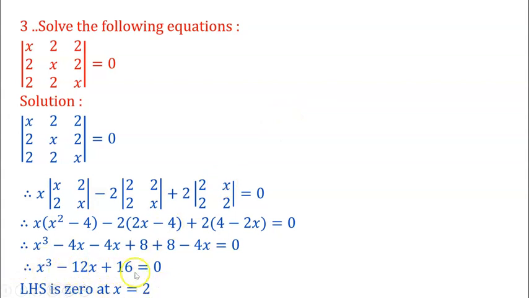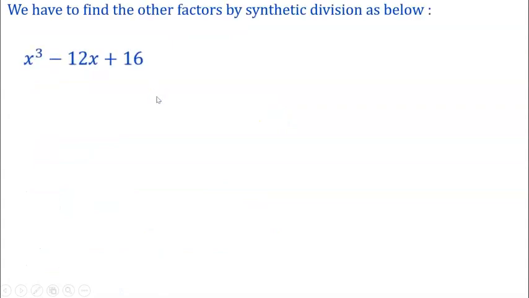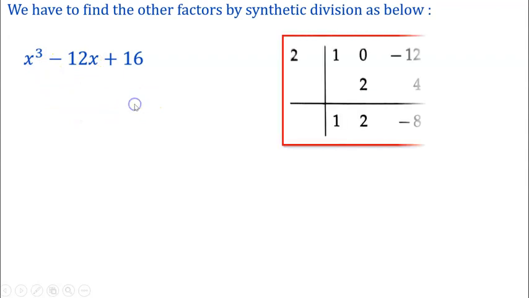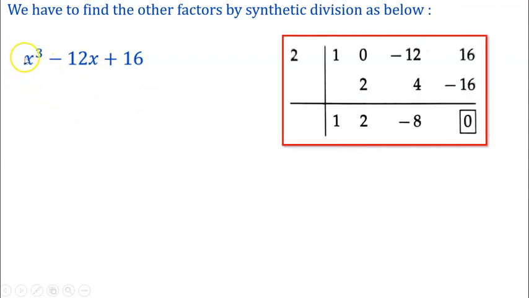If we substitute x is equals to 2, then LHS is equals to 0. Therefore, the first factor of this polynomial will be x minus 2. Okay, and now the second factor with the help of synthetic division. x cube minus 12x plus 16 is given. Now here there is an x cubic term, and the square term is not there.